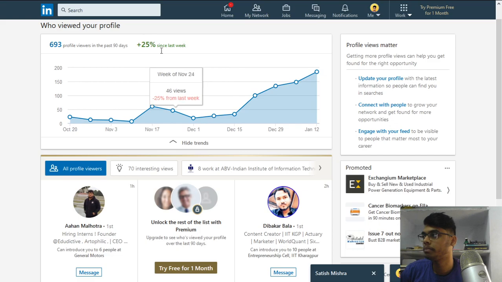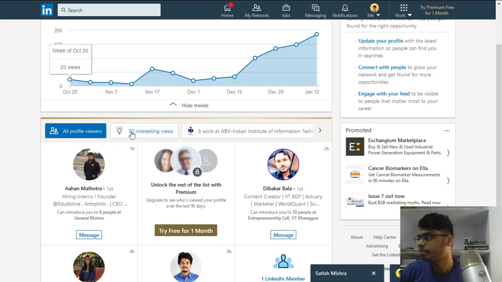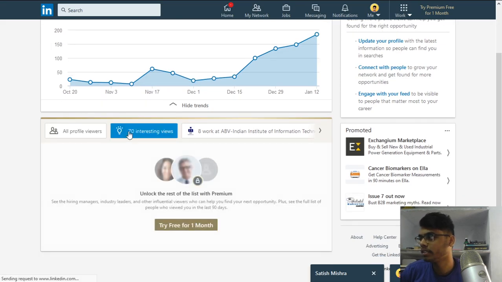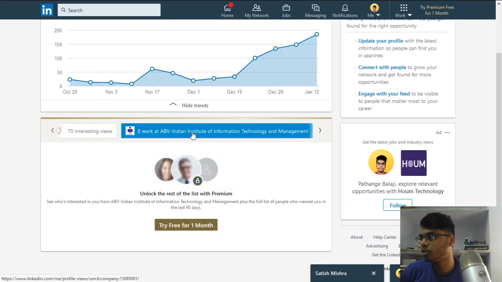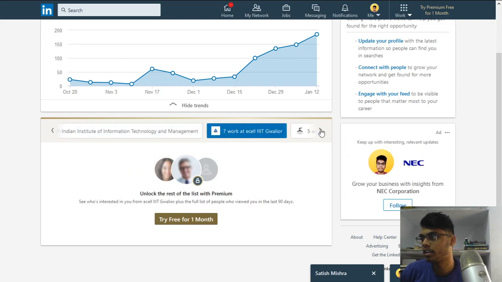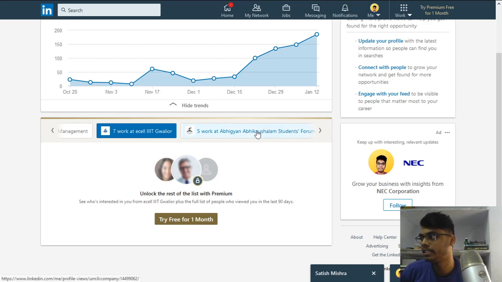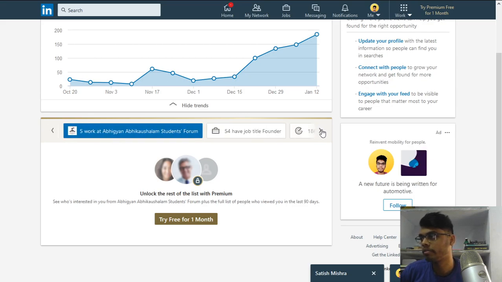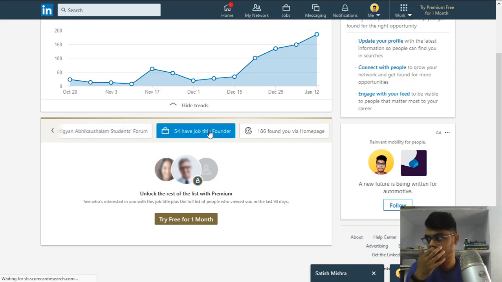And this you can see as a percentage, how much it increased last week. In the past 90 days I got around 700 profile visits. That's a good number. Seven profile visits daily is a good number. And you can also see interesting views: people from my college, people at IIIT Gwalior, ECEL. And you can also see a lot of people with their job titles and all those.